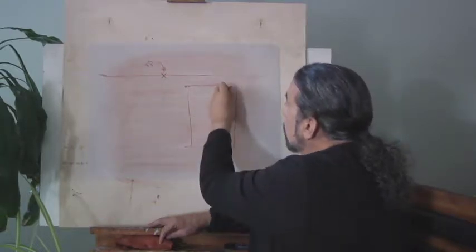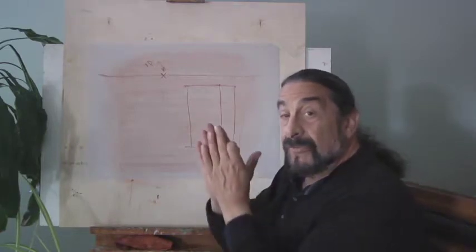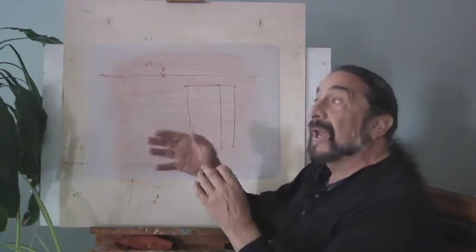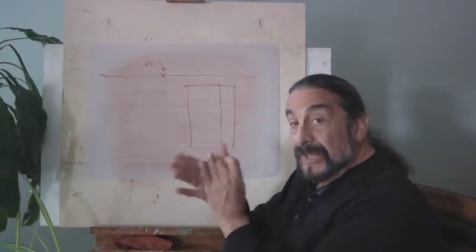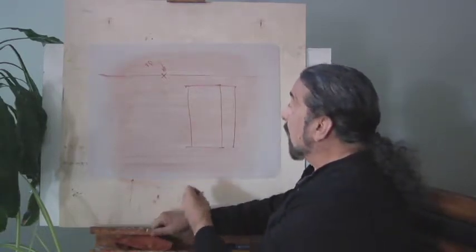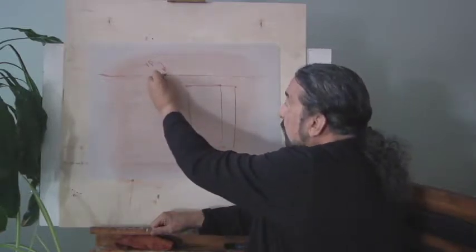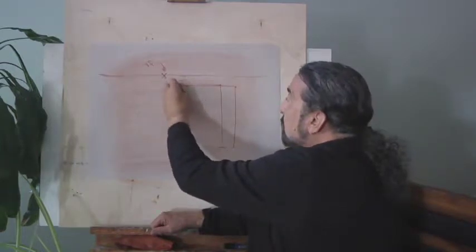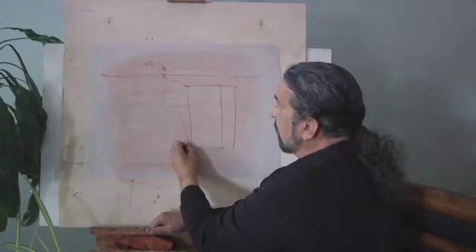Okay. Now what we're going to do with this, so far we've created a plane. So far we've created a piece of glass that's standing up. Now what we're going to do is create a glass box so that we can take that shape and fit it into this glass box. So from here, here's my vanishing point. I'm going to come down to this corner. I'm going to come over to this corner. And now I'm going to take this.